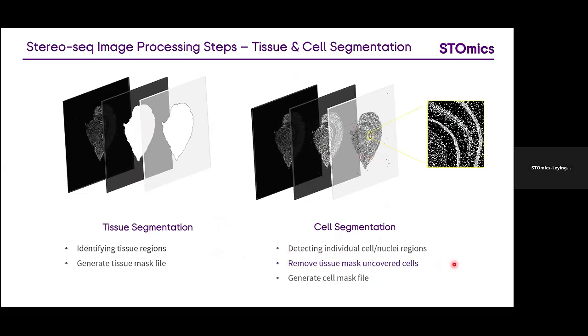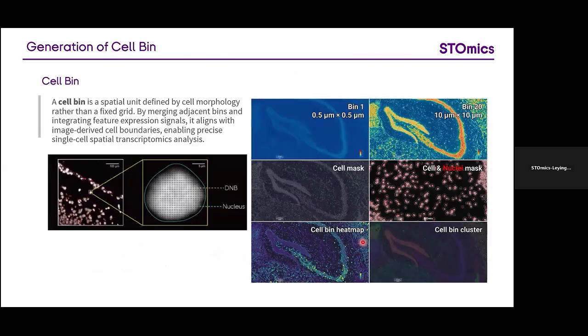Note that for the tissue segmentation, we also do another step, that is we remove the cells that are not covered by the tissue mask. So we only leave the cells within the tissue region. Now we have done all the image processing steps. Then we will move to generate the cell bin.